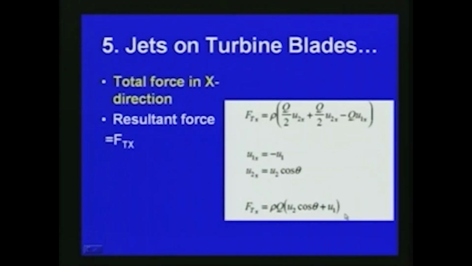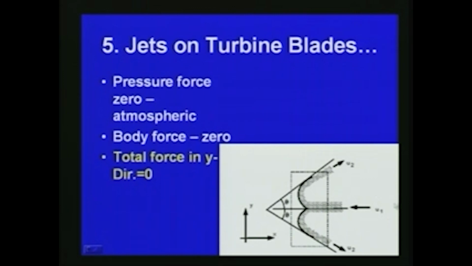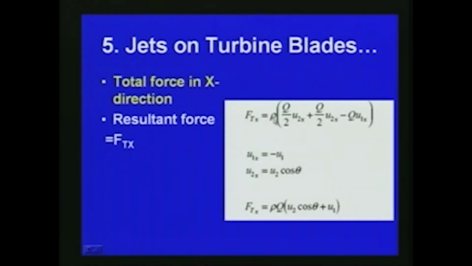So, the resultant force in the x direction can be written as F T x is equal to rho into q by 2 into u 2 x plus q by 2 into u 2 x minus q into u 1 x. Here u 1 x is the velocity in the x direction, u 2 x is the velocity with respect to the x direction, and rho is the density of the liquid, or the density of water if water is considered. So now the resultant force is obtained as F T x.